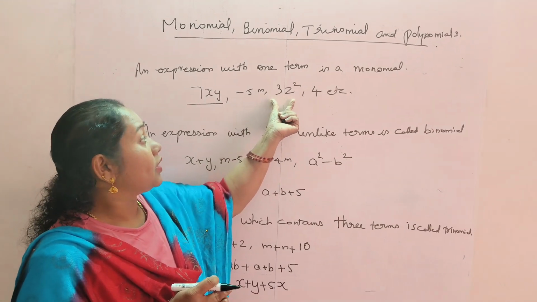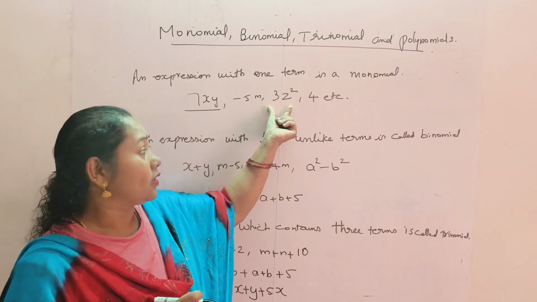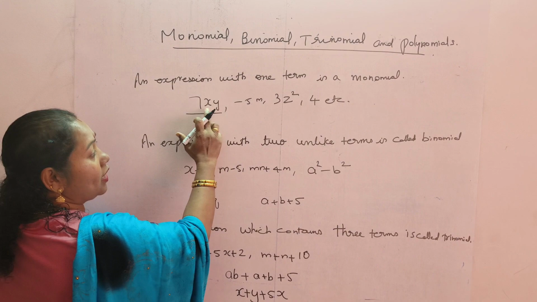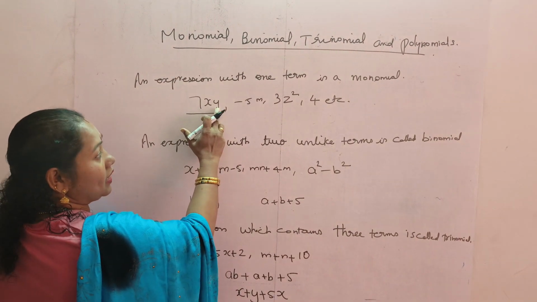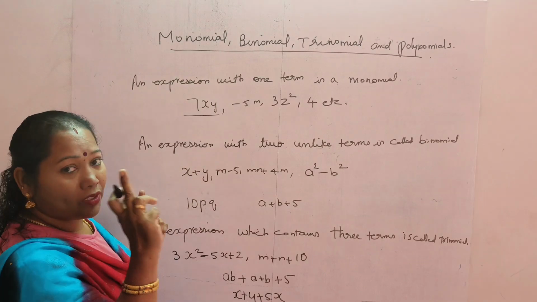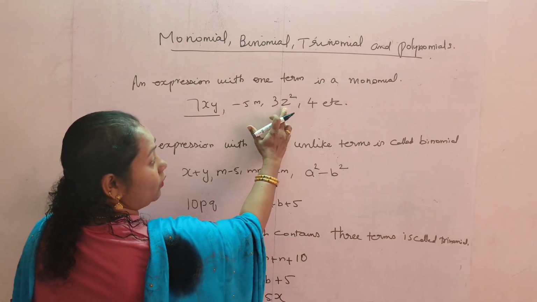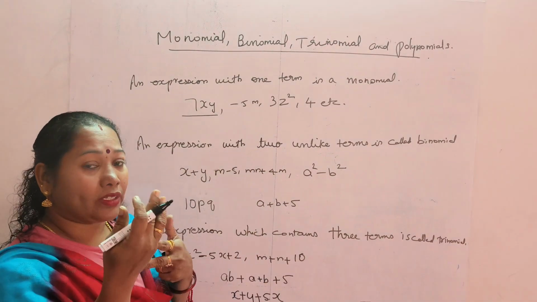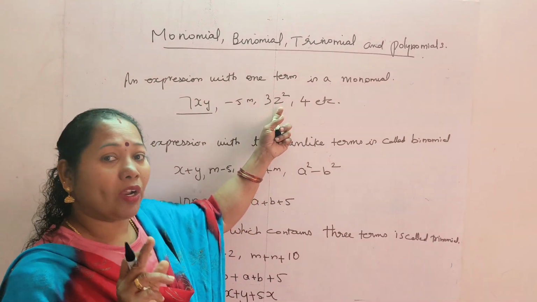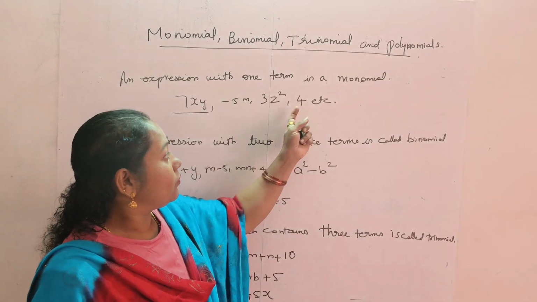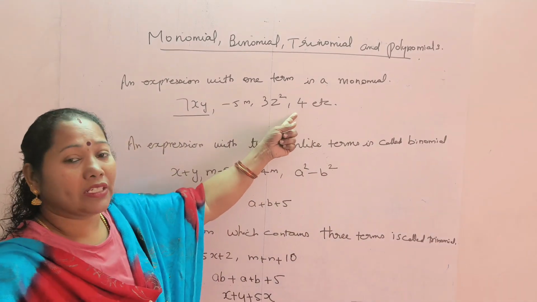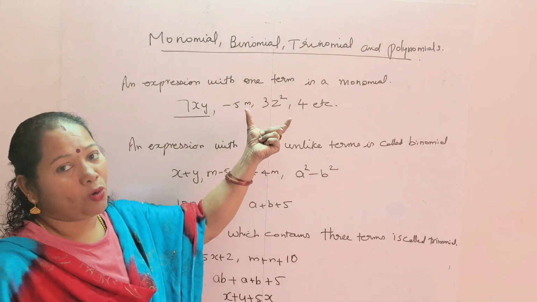Here 3z squared. 3z squared is also a monomial. Here two variables are there, but still it is considered as one term. Here one variable is there, but it is squared, z squared. That also is considered as a monomial only. Here, if we write only 4, that also is a monomial. Single number, single term, whatever it may be, they are called monomials.